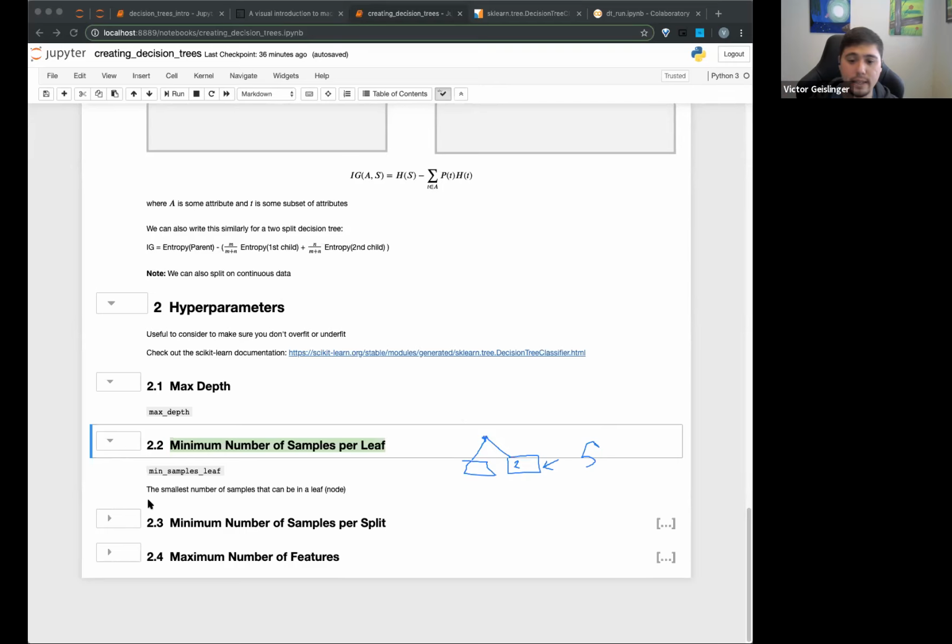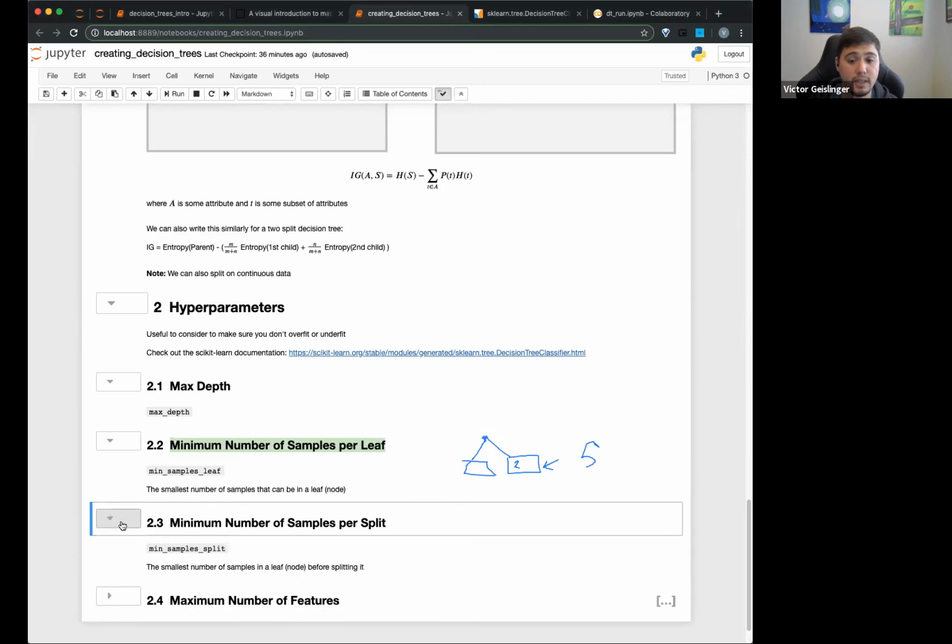The next part is the minimum number of samples per split. It's similar to the previous one, but it's about before we actually split: what's the least number of samples we can have in there? For example, let's say your minimum number of samples is 5, and this node has 6 samples in here, but your minimum samples in here is 5.